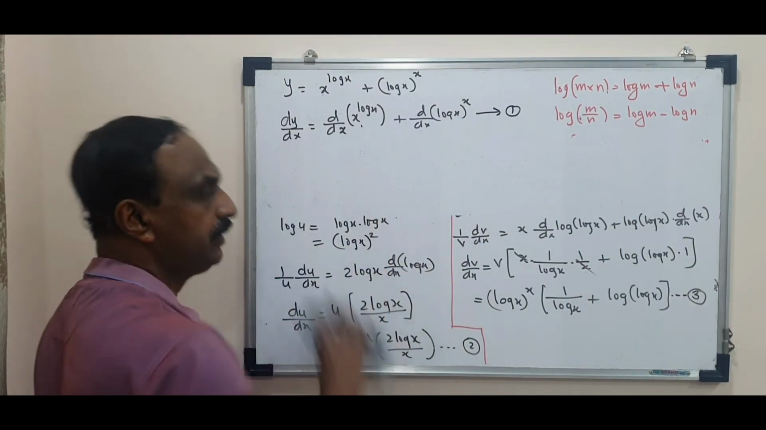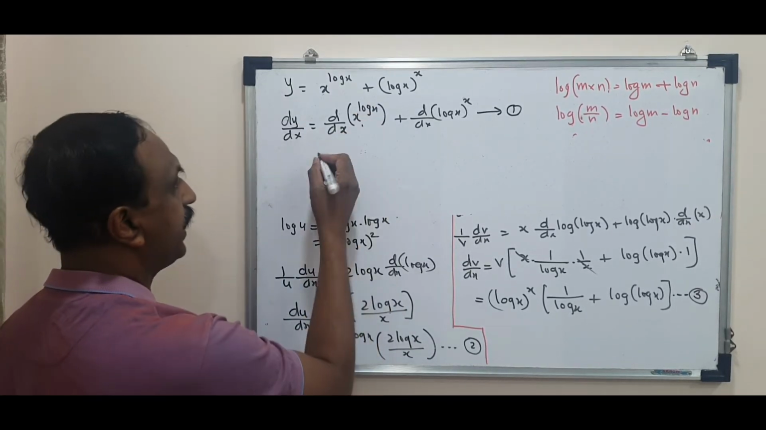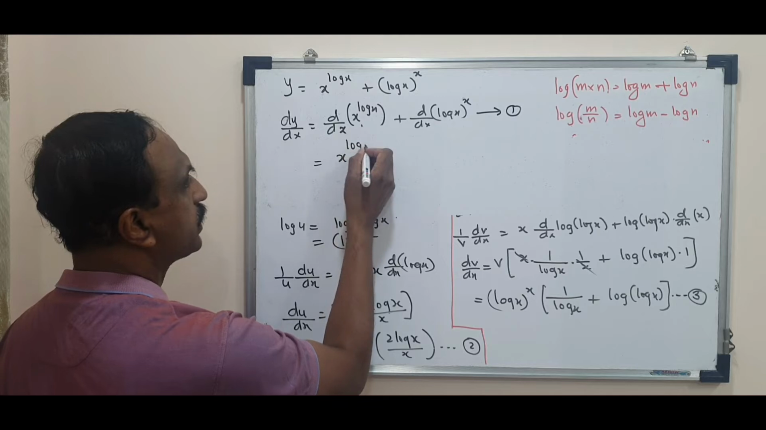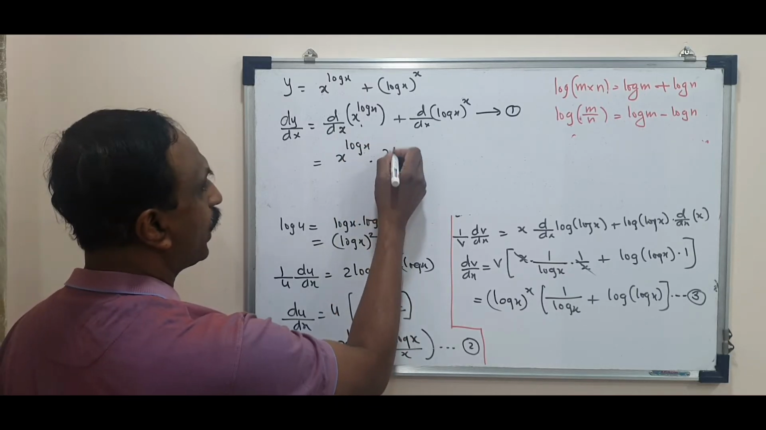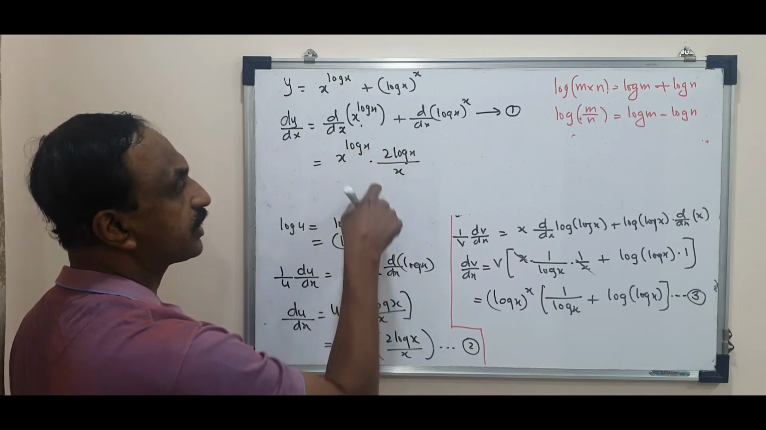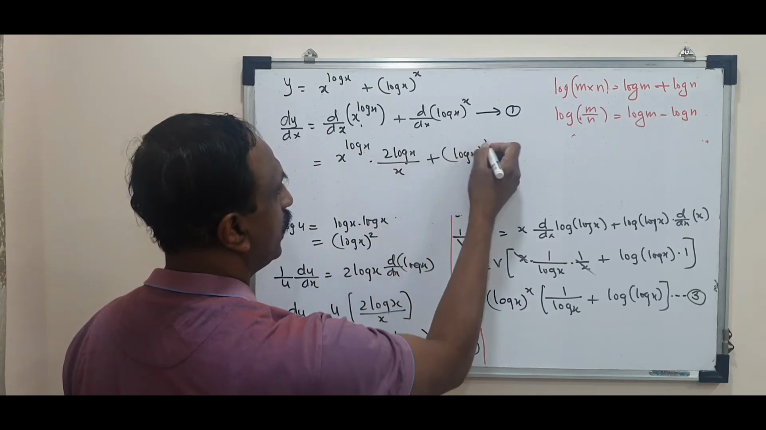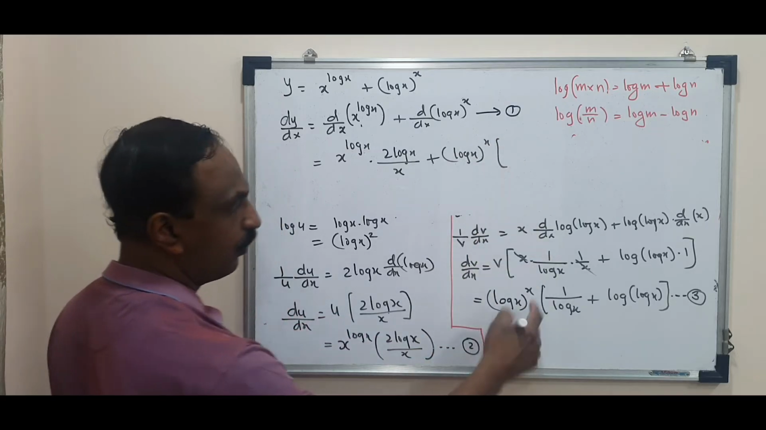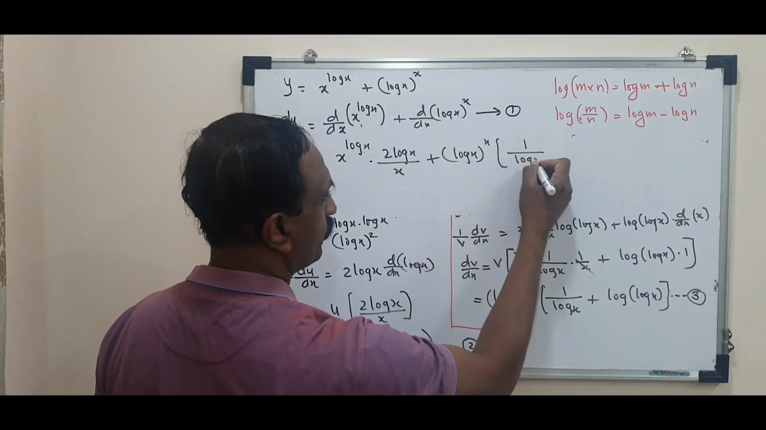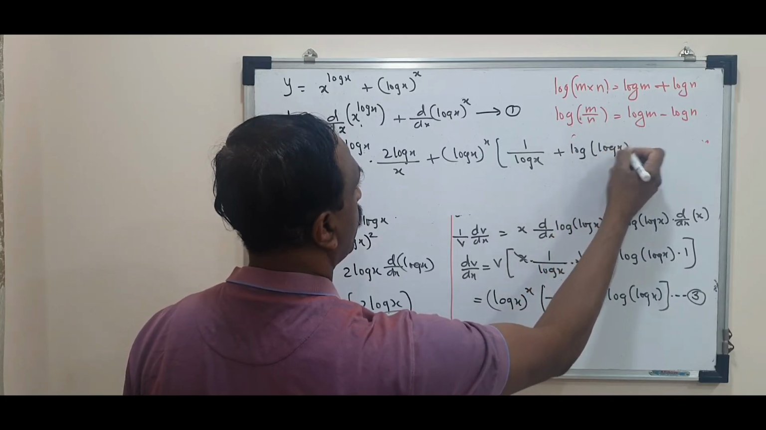So by substituting, d by dx of x raised to log x is x raised to log x into 2 log x upon x. If you want, you can write log x raised to minus 1 here because powers are there. But at present, I'm not going to do that. Plus log x raised to x into 1 by log x plus log of log x. This would be my final answer.